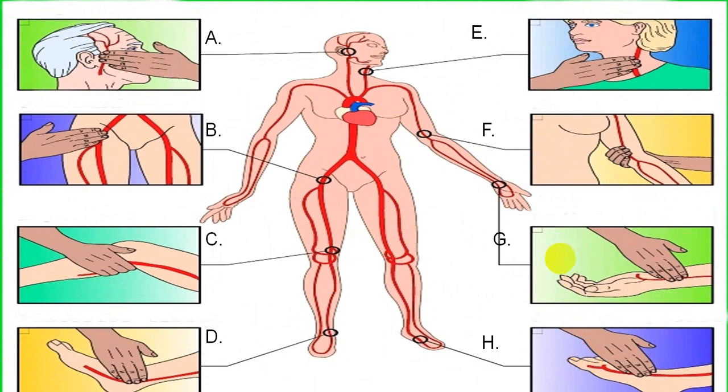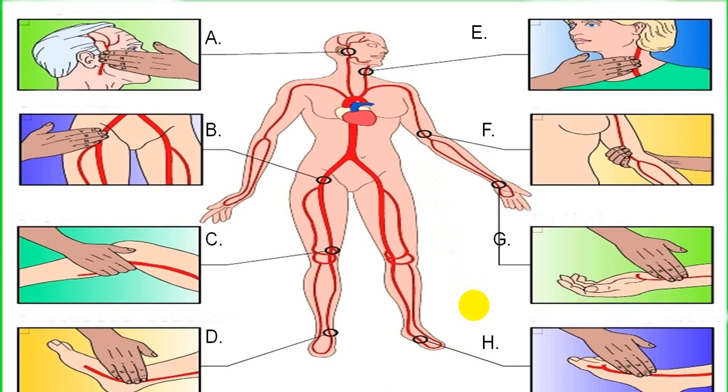In any normal person, these are the sites which are being shown. This is temporal, femoral, popliteal, posterior tibial, carotid, brachial, radial, dorsalis pedis. So all these different arteries you can feel for. For all arteries, almost except volume, force and tension, everything else will remain the same.